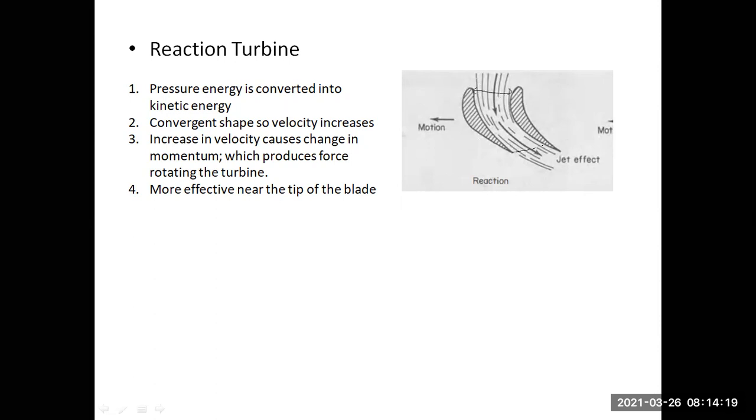Now this picture is not clearly drawn, it is not showing this clearly, but you understand that the area at the inlet is more than the area over here. So because of this difference in the area, we are creating a Venturi effect.